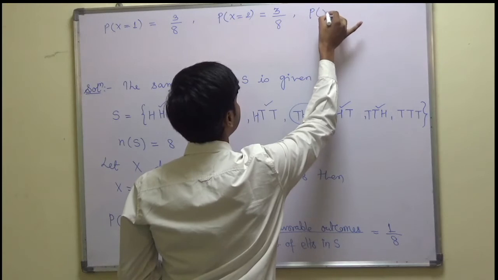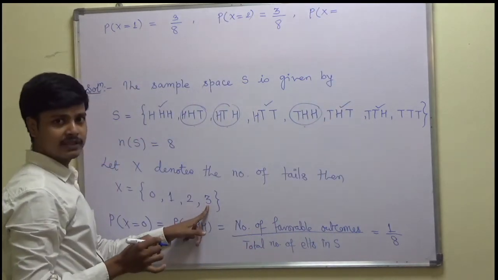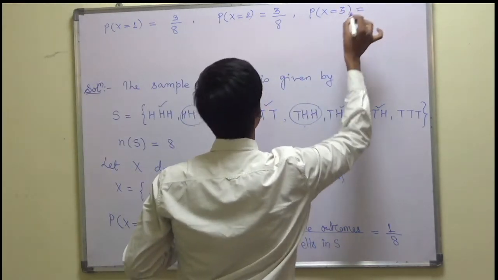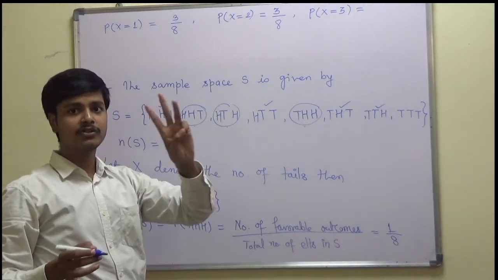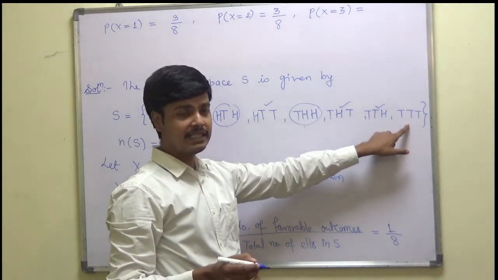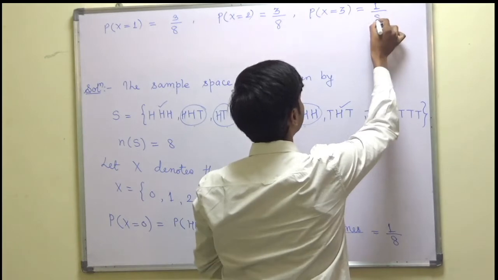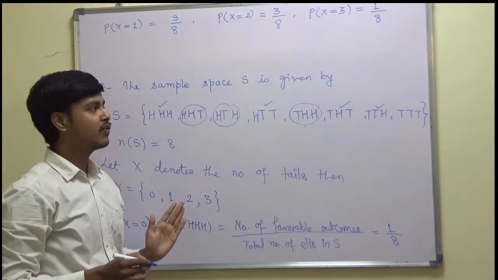And finally for 3 tails. So can you see in the sample space how many favorable outcomes there are where you find 3 tails? So we have only one outcome where you find 3 tails. So what is the favorable outcome? 1. And how many elements are there in the sample space? 8. So 1 by 8.